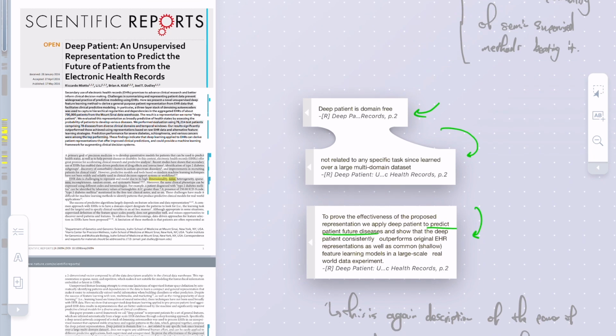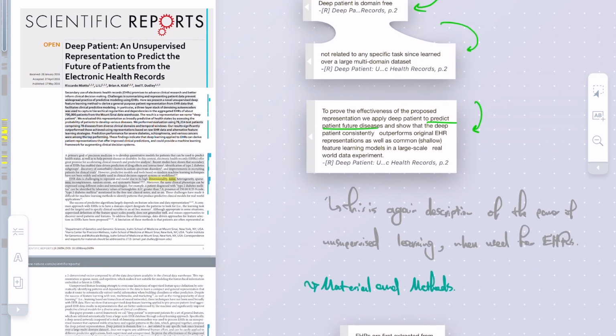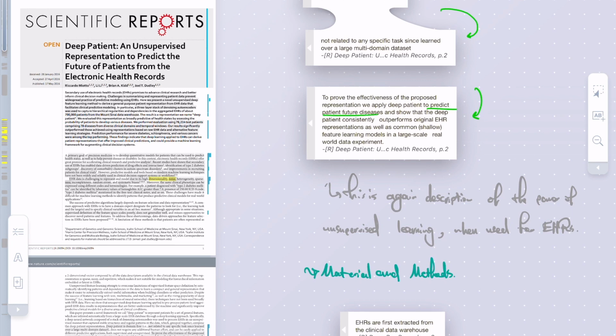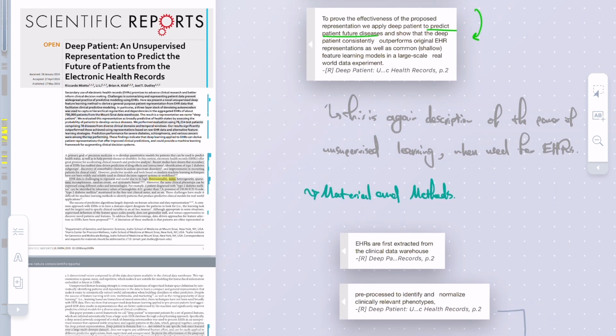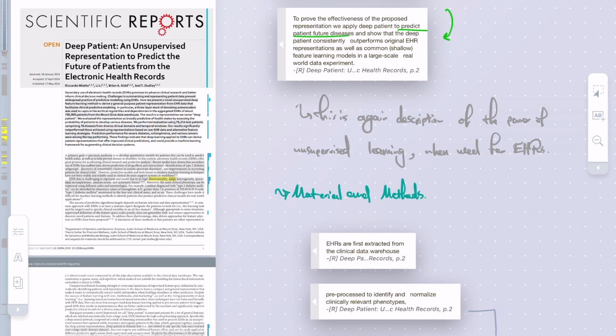So DeepPatient, their work is domain free, which means that they want to learn representations based on the reconstructive powers. They don't want to bind these representations to specific tasks, in order to make them general enough. And then they use these representations to predict patient future diseases, and that is the main way of showing the transfer learning capability in this case.